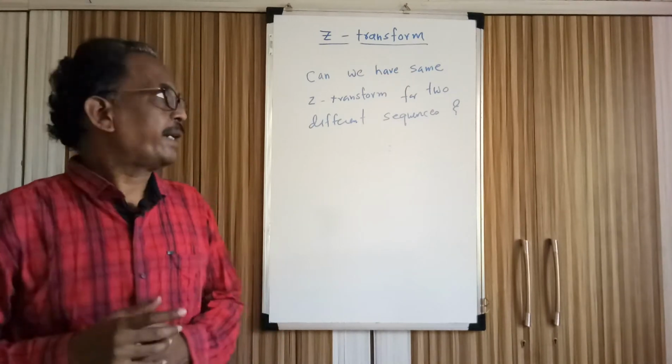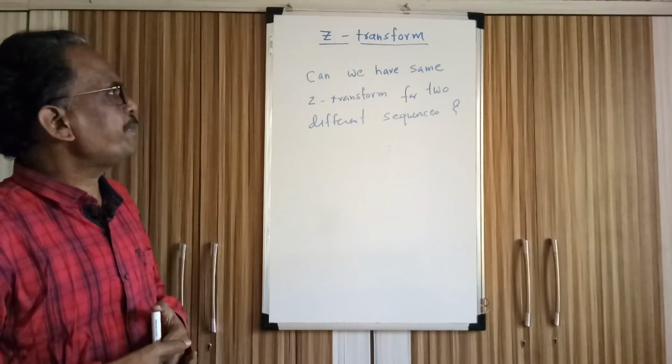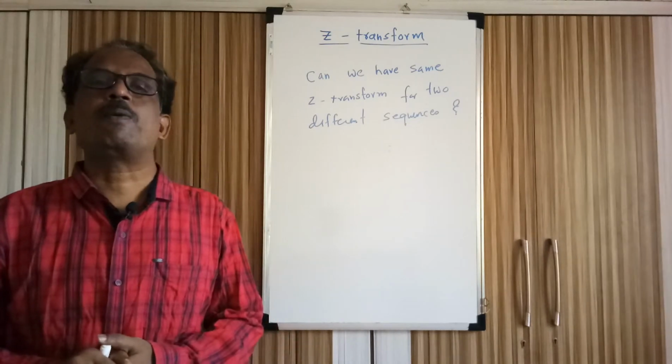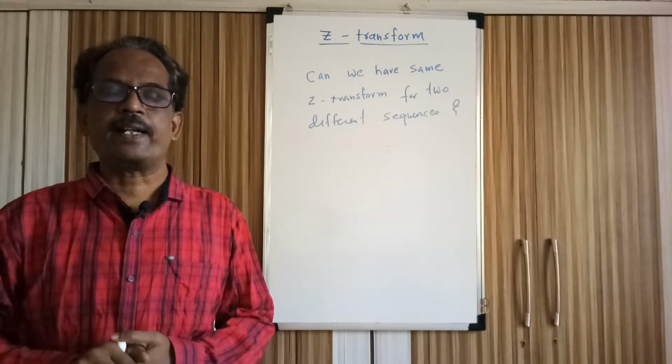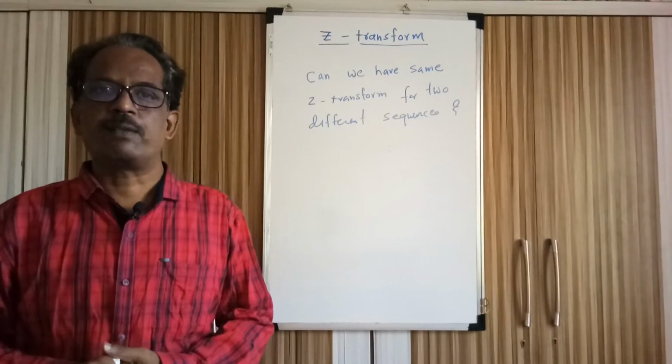So my question before the new problem is, can we have the same Z transform for two different sequences? Yes, Z transform of two different sequences can be the same. Only thing is that ROC can be different. It is possible. So I am taking that example only.